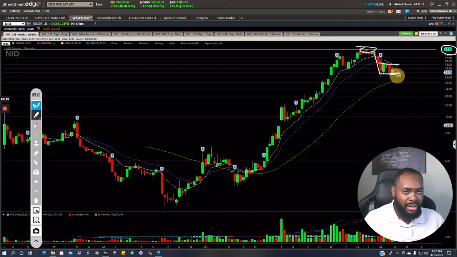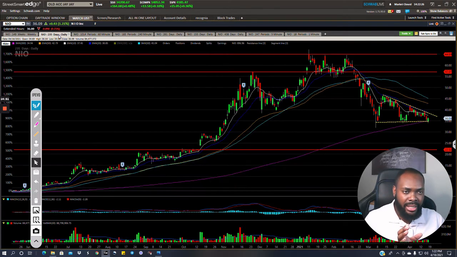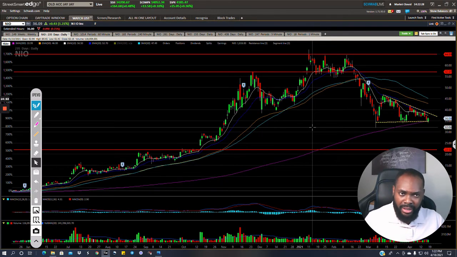Now if we break the lows, break below 32, then we are looking for this thing to probably confirm that bear flag and move to the downside. All right, but looking at this on the weekly chart, we're seeing clearly where this level is holding as somewhat of a support on Nio. Okay, so now we move down to the daily chart.